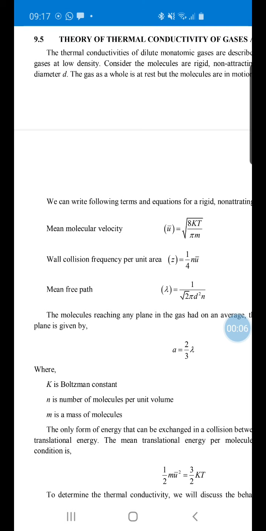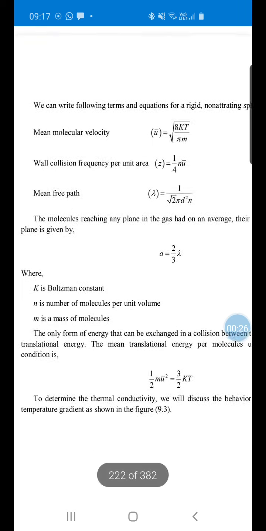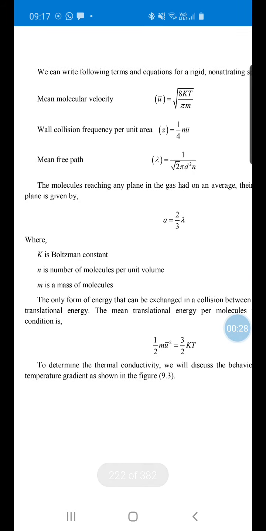Today we are going to discuss the thermal conductivity chapter from transport phenomena. We already discussed the theory of thermal conductivity of gases at low density with the help of the kinetic theory of gases and the different terms used in kinetic theory. We have already derived the equation for thermal conductivity.